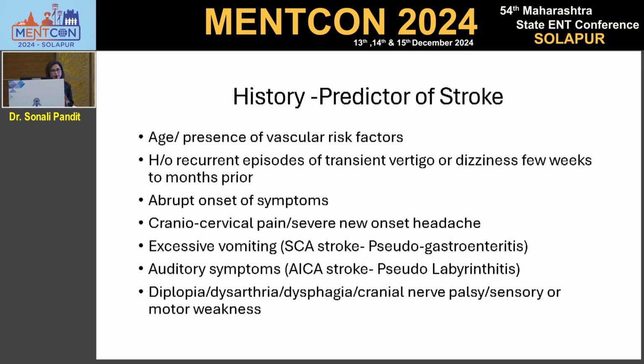Somebody coming with gastroenteritis-like pictures, severe vomiting, nausea with acute vertigo, think about superior cerebellar artery stroke. Auditory symptoms, acute vertigo associated with deafness, is not always labyrinthitis. It could also be an anterior inferior cerebellar artery stroke. Obvious symptoms of diplopia, dysarthria, dysphagia, cranial nerve palsies and sensory motor weaknesses will point more towards stroke diagnosis, but most of the time you will not see those classical symptoms of stroke. Initially, they'll just have acute vertigo, nausea, vomiting.